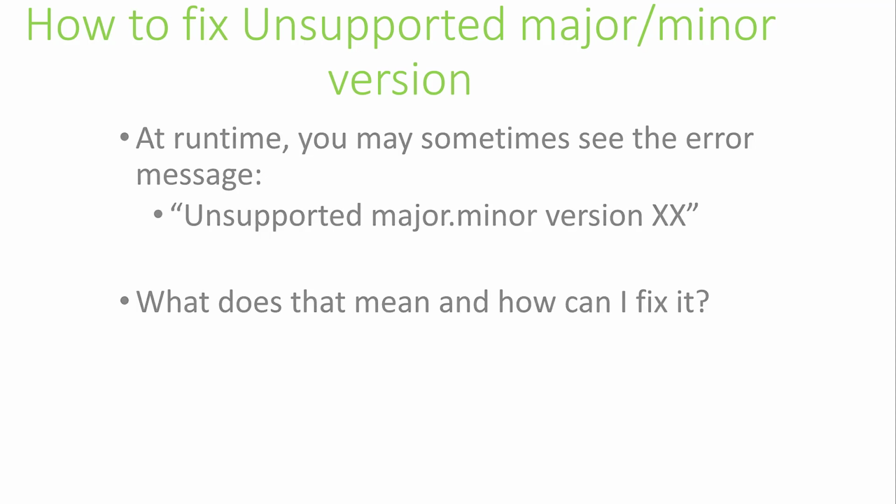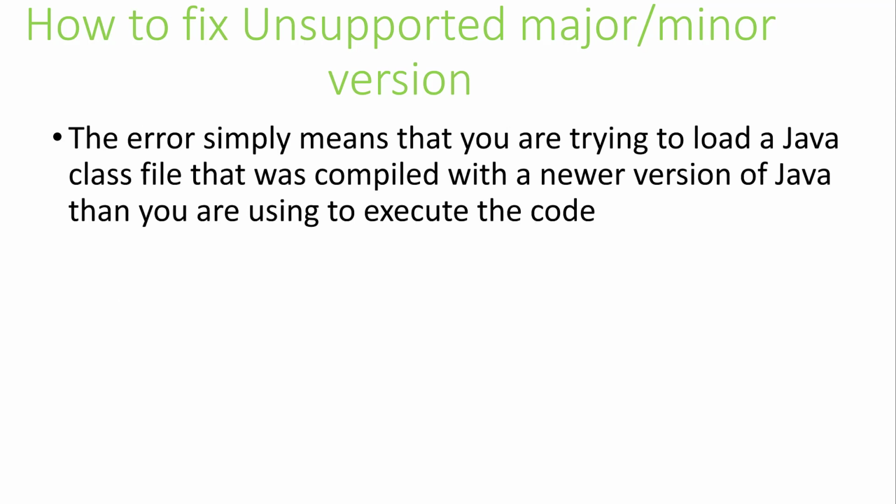The error means that you're attempting to run a class file that was compiled with a newer version of Java than you're using to execute the code. The exception that's thrown is java.lang.UnsupportedClassVersionError, and it's a subclass of the java.lang.Error class. The java.lang.Error class always indicates a serious problem in the application that should not be caught. Error and its subclasses are regarded as unchecked exceptions and are not checked at compile time, so in that sense they're equivalent to a runtime exception.